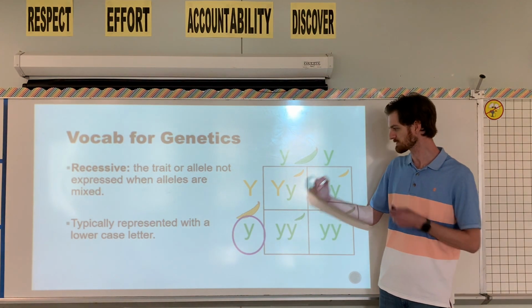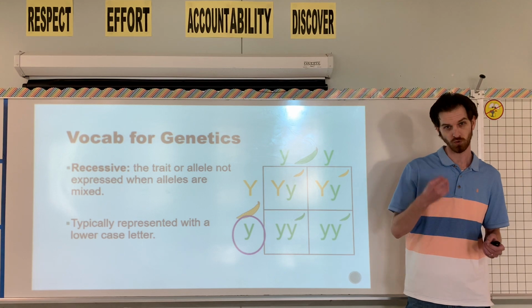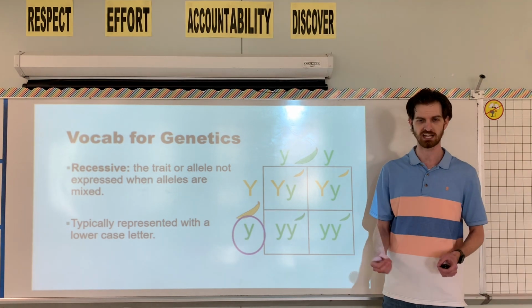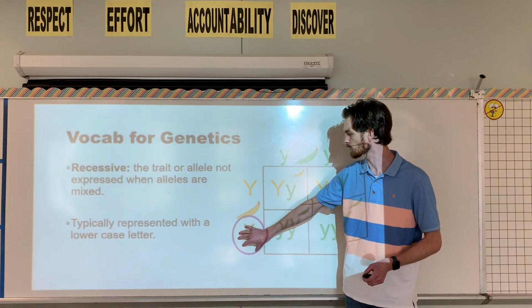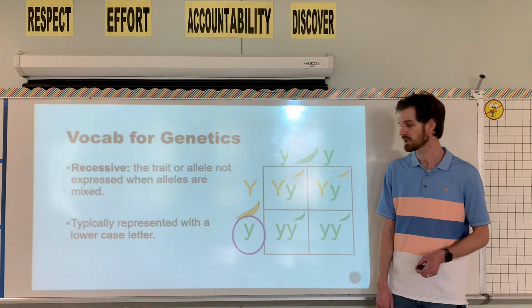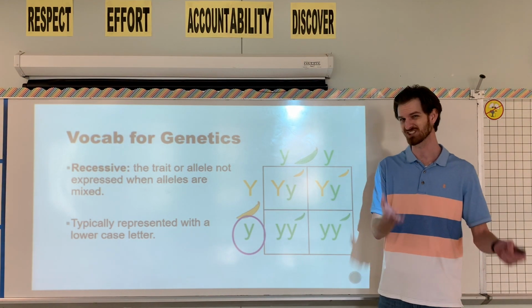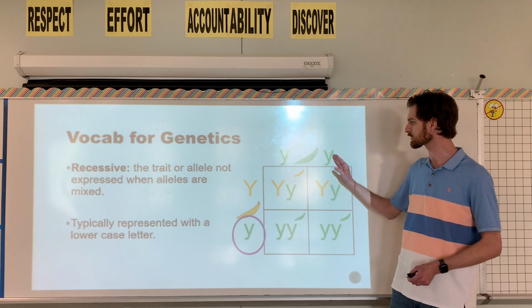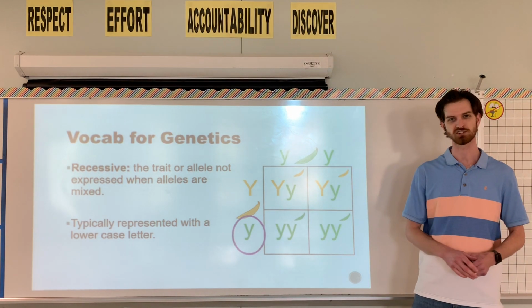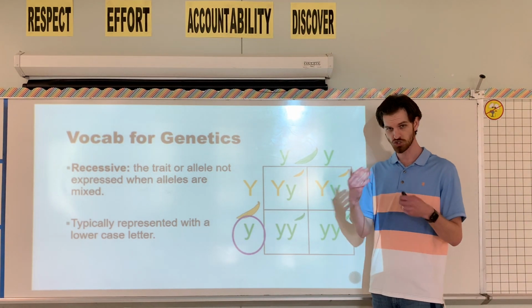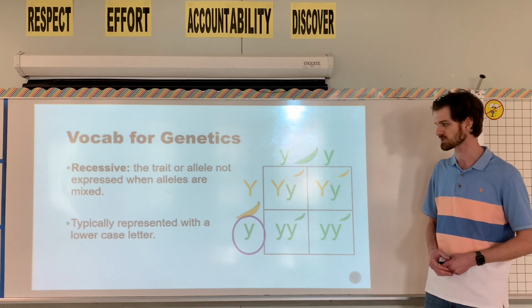So you can get some mixing and matching with these letters, but only get one of these things to show at a time, right? So I can have an upper and a lowercase y, but I still get the color yellow. I could have two uppercase y's and still get the color yellow. I could only get green in this scenario if I have two lowercase y's. So the recessive things, to show them, you need two recessive alleles to show it.